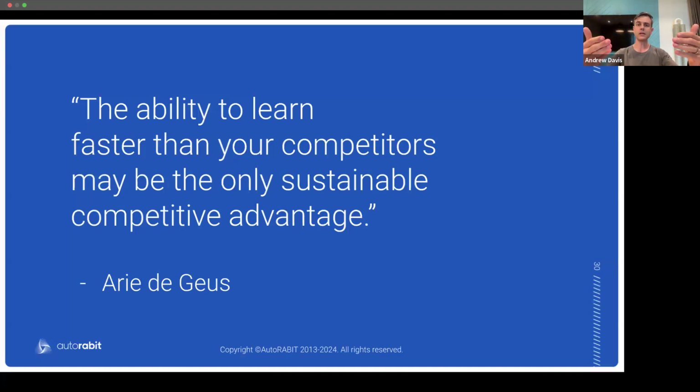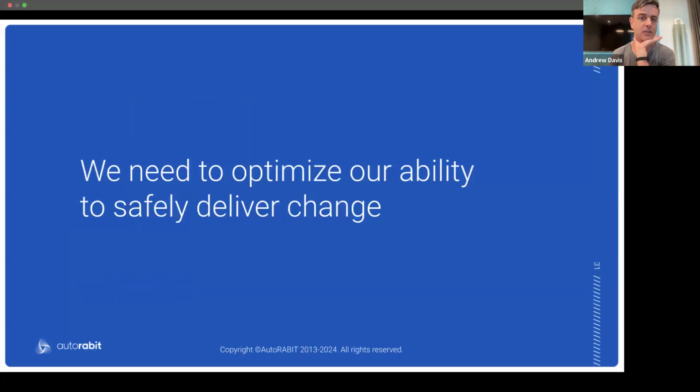You can roll out a new product and somebody could copy that product within months, or at least a few years, they could copy that and have the same product, maybe even a bit better, right? So it's very hard to get a sustainable competitive advantage unless, what he's saying here is, the only potentially sustainable competitive advantage is if you can learn faster than your competitors. You can be a company that is learning, growing, changing faster than your competitors. And that's why we need to optimize our ability to safely deliver change, both individually and collectively with our IT systems as well.